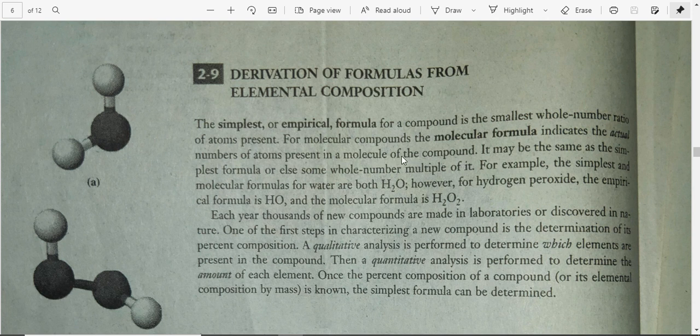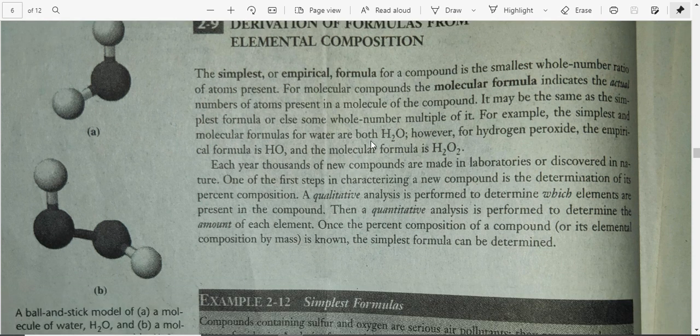Empirical formula, shortcut. Okay, ibig sabihin na sa ginkuhaan LCD. Okay, ang imong mga molecular formula is kung ano gid ang iyang original nga compound. Okay, so ang example gani you have here.